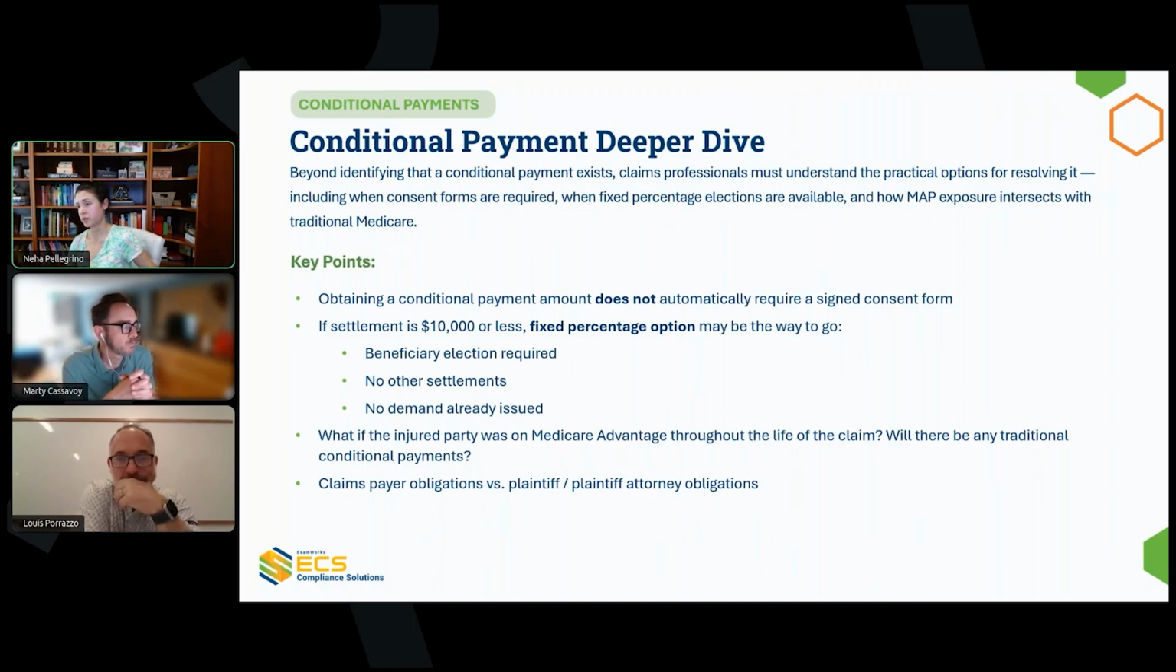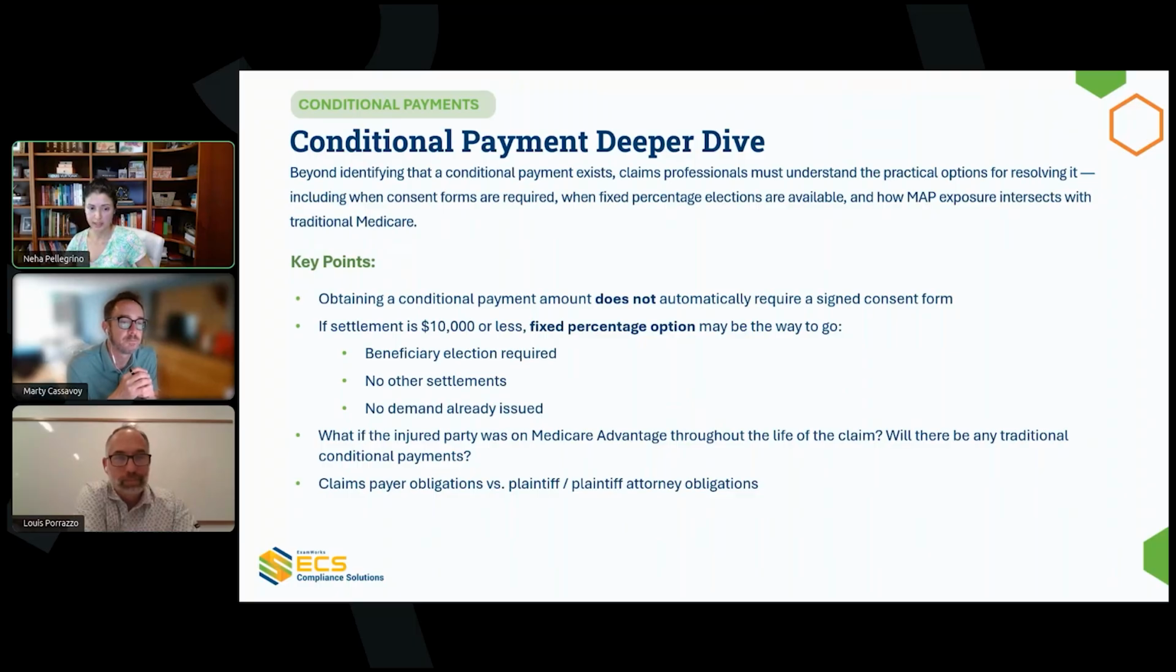And that hopefully those are discovered again pre-settlement, because we can see either private causes of action come through from Medicare Advantage plans, or we can see demands for conditional payments come through post-settlement. So getting those tied up prior to finalizing your settlement agreement is always really important.